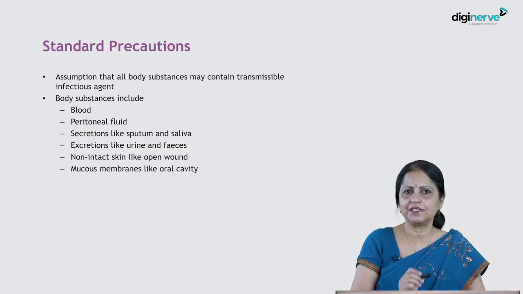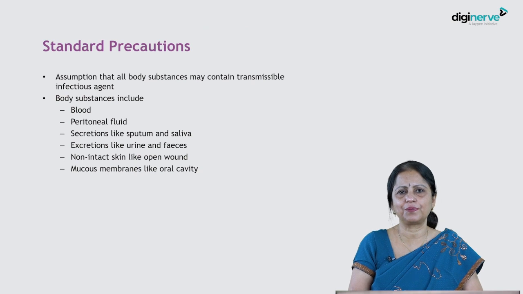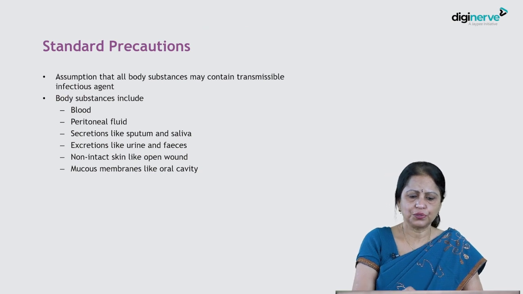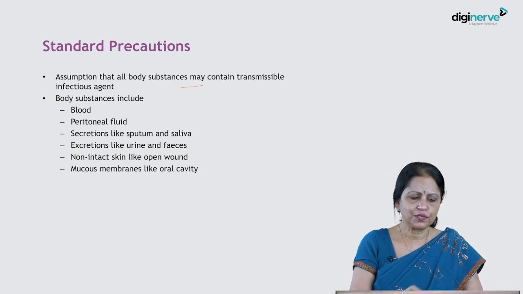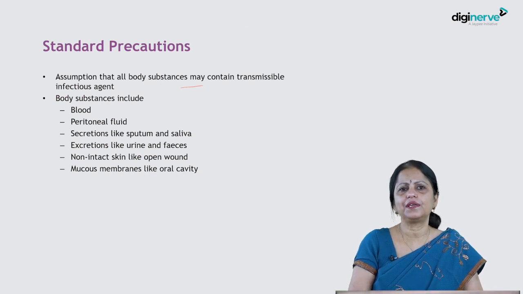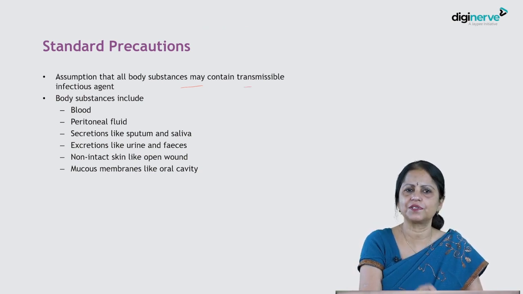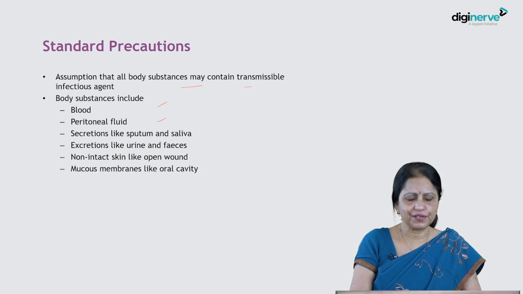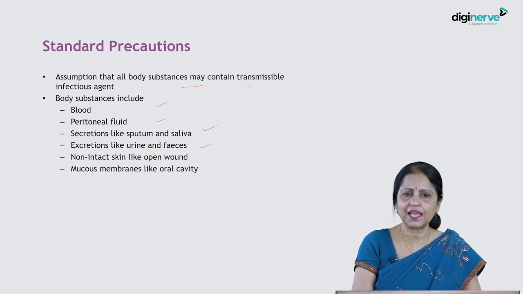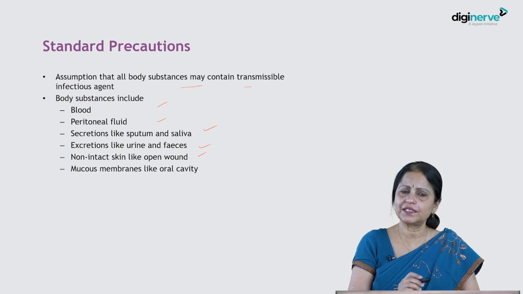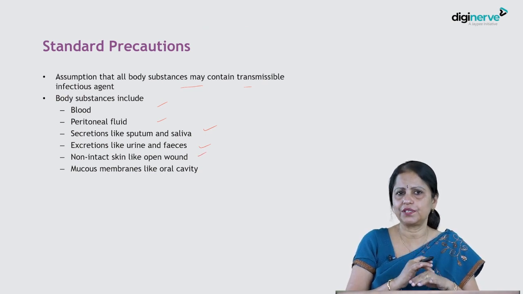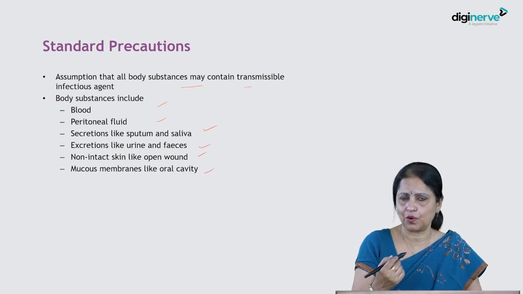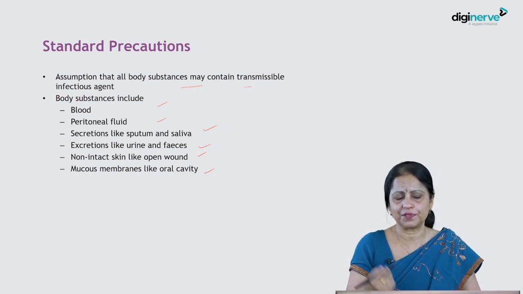Standard precautions I mentioned is one of the strategies for prevention of hazards due to biomedical waste. And in fact, it is a strategy for prevention of hospital-acquired infection. So it follows that all body waste should be assumed to contain infectious transmissible agents. And so body substances include blood, peritoneal fluid, secretions like sputum, saliva, excretions like urine, feces, then non-intact skin, open wound, if there is an open wound on the skin, so that also can transmit as well as acquire infections, and mucous membranes are also very prone to acquiring or transmitting infection.